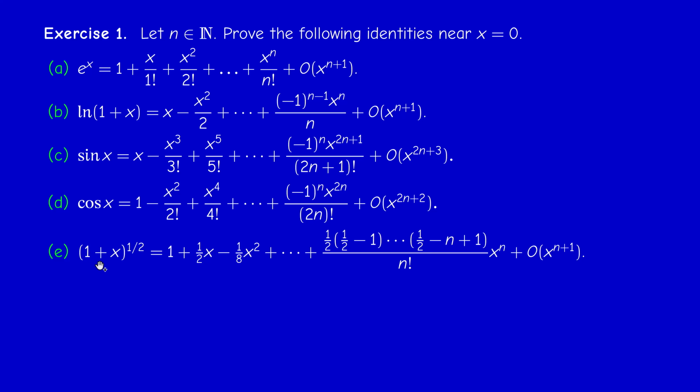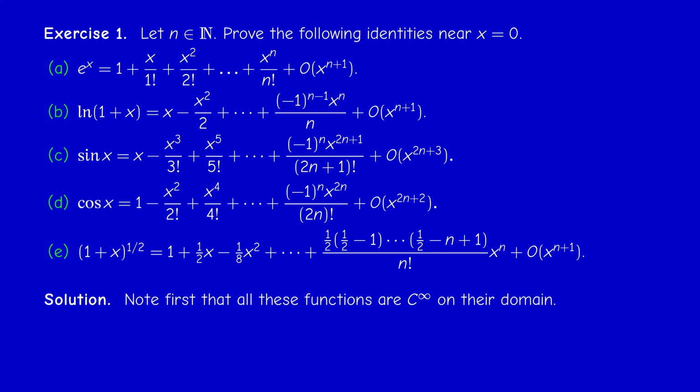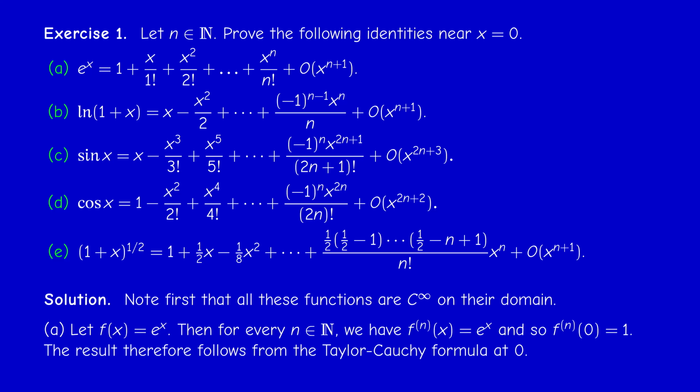Okay. So what we are doing here is we are approximating these known functions by polynomials of arbitrary order, because n is arbitrary here, actually. So we just apply Taylor-Cauchy or Taylor-Young if you like, same thing. If f of x is e^x, then all the derivatives of f are the same. It's just e^x. So the derivatives at 0 is 1. So just apply Taylor-Cauchy, right?